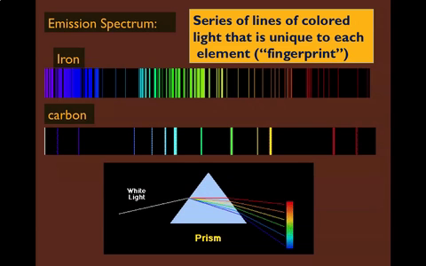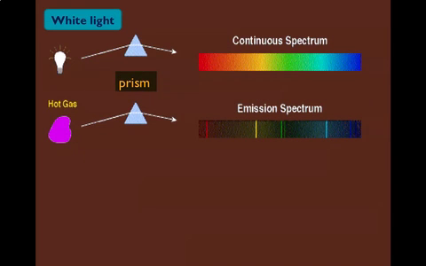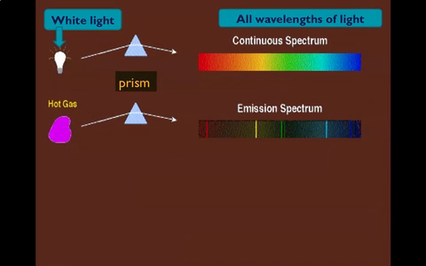White light is passed through a prism and it diffracts out the different colors. So when we talk about white light, which could be coming from a light bulb, it's all the wavelengths of light combined. And so when it passes through that prism, it's able to show all the different colors. So it makes what's called a continuous spectrum, which kind of looks like a rainbow.